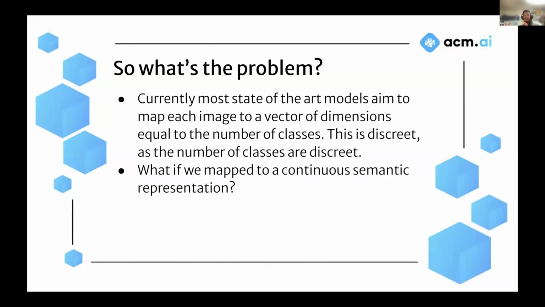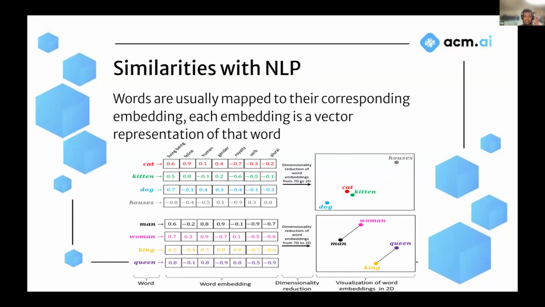You're mapping it to a discrete representation. What if we map it to a pseudo-continuous representation, compared to this discrete representation, where we can have anything we want, anything in this world, and we can map it to that? And this is where, next slide, Jordan. Yep, thank you. And this is where the similarities with NLP come in.